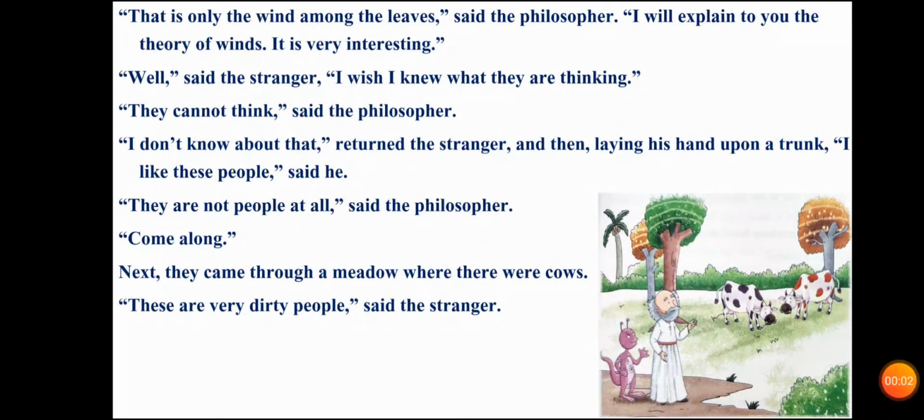After listening to the stranger say that he can hear them, the philosopher replied that this is just because of the wind among the leaves. And he will explain all this, that is the theory of winds, afterward, and it is very interesting. The stranger said, "Well, I wish I knew what they are thinking." Then the philosopher replied, "They cannot think." Again the stranger said, "I don't know about that." And then, keeping one of his hands upon a trunk, he said, "I like these people." The philosopher again said, "They are not people at all. Now come along with me." And then next, they came through a meadow where there were cows.